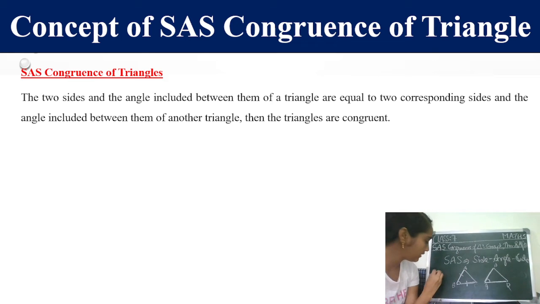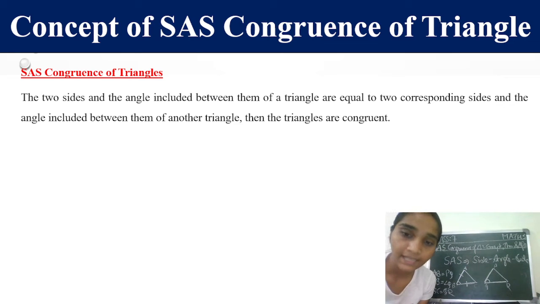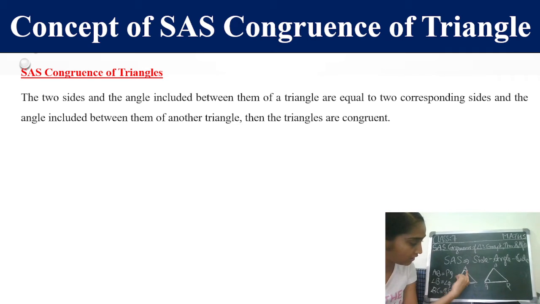Yes, so we are saying that AB will be equal to PQ, angle B will be equal to angle Q, and BC will be equal to QR. So students, if we are fulfilling these conditions, we will say that these two triangles are congruent by, yes, SAS congruence rule. Remember students, this angle must be the included angle between the two sides, side AB and side BC. Here angle B is included. Between the sides PQ and QR, angle Q is included.